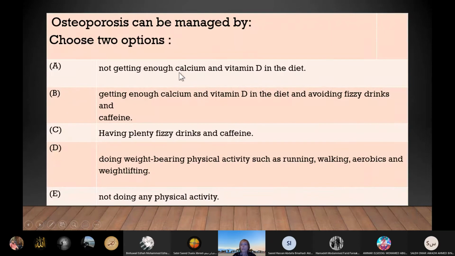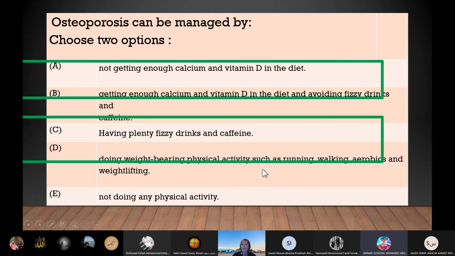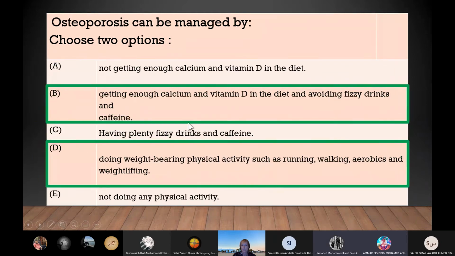Okay, so for osteoporosis, what do we say? How do we manage osteoporosis? What do we do as treatment? Getting enough vitamin and calcium. Yes. And doing physical activity, running, walking, aerobics, and weightlifting. Yes, excellent. That's right.